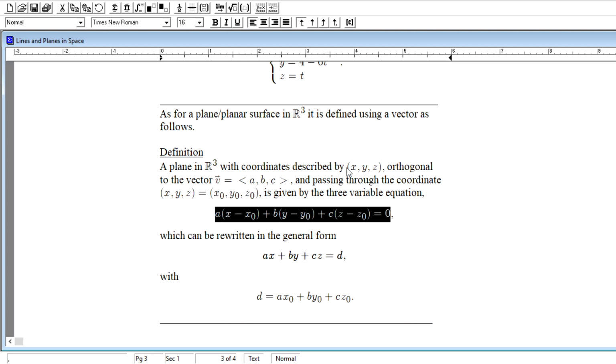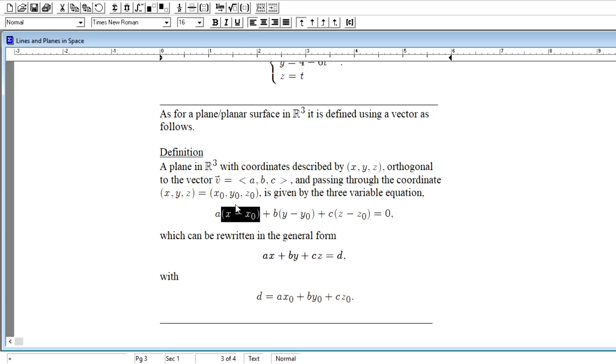And in fact, any x, y, z coordinate that happens to be on this plane will be a coordinate that makes this equation true, where a, b, and c describe the vector orthogonal to the plane, and x null, y null, and z null describe a location on the plane.